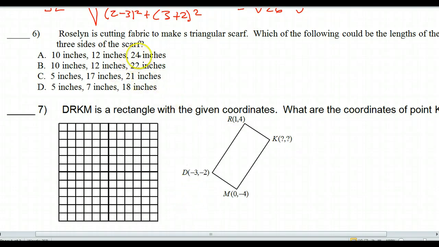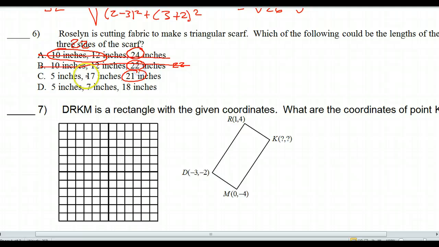Rosalind is cutting fabric to make a triangular scarf. Which of these could be the lengths of the 3 sides of the scarf? We kind of did this yesterday. Because remember, the 2 smaller ones have to be more than the biggest one. So, for example, I'm seeing the 24 is the biggest. What's 10 plus 12? 22, no. That's only 22, so that's a no. Okay, I'm looking at the 22. What's 10 plus 12? That's equal to 22, so that's a no.